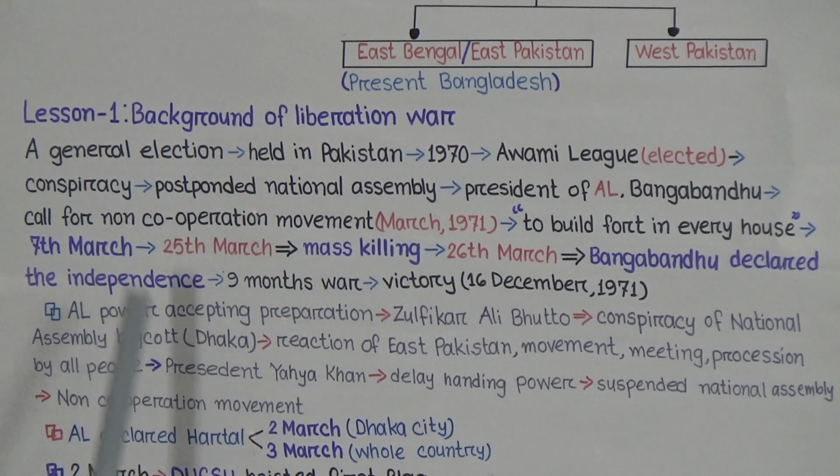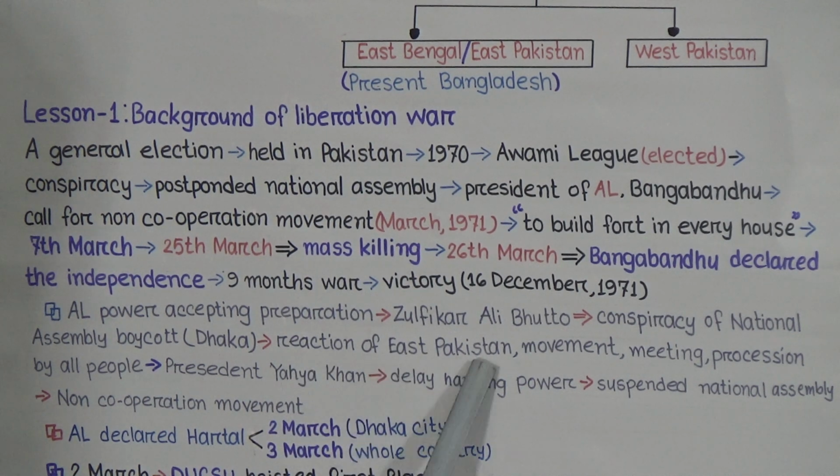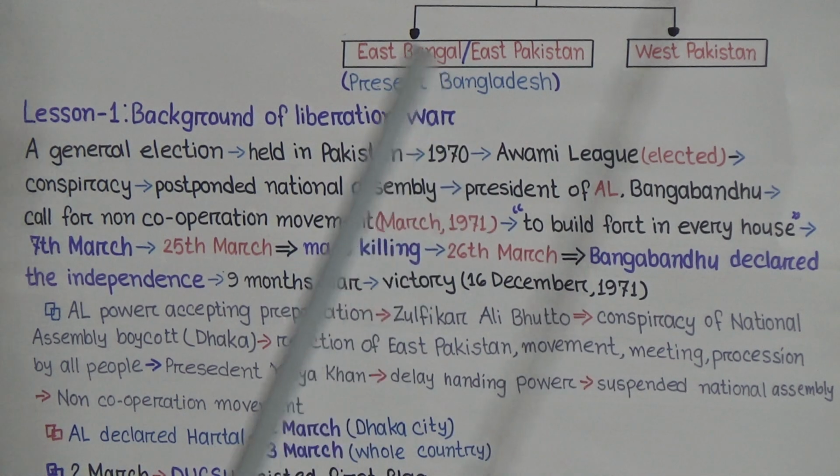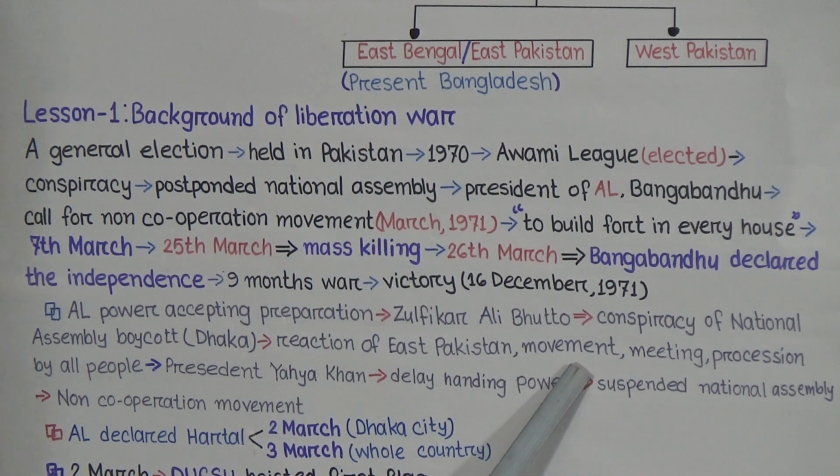So when he said to boycott the National Assembly, the Bengalis reacted in East Pakistan with movements, meetings, and processions by all people. All spheres of people, teacher, farmer, doctor, engineer, reacted. It's their right to show reaction, and they made processions, arranged meetings, and made movements against the conspirators, against West Pakistan, for their rights.